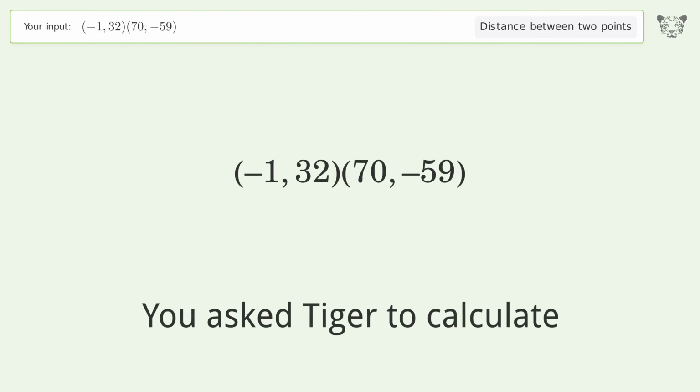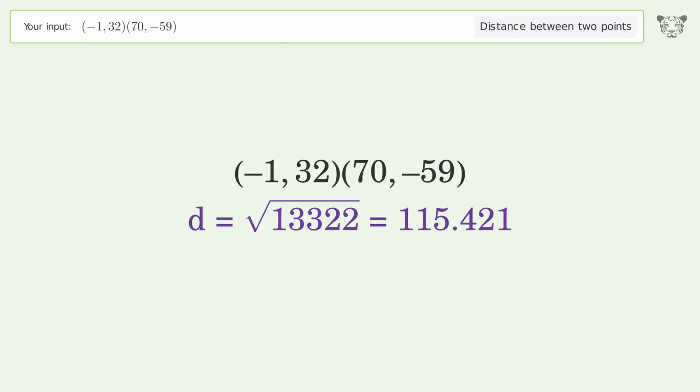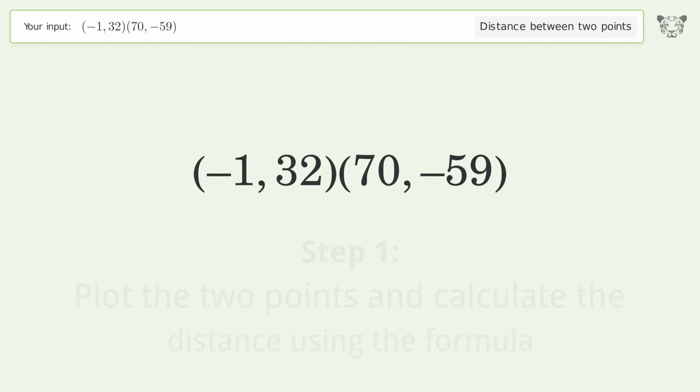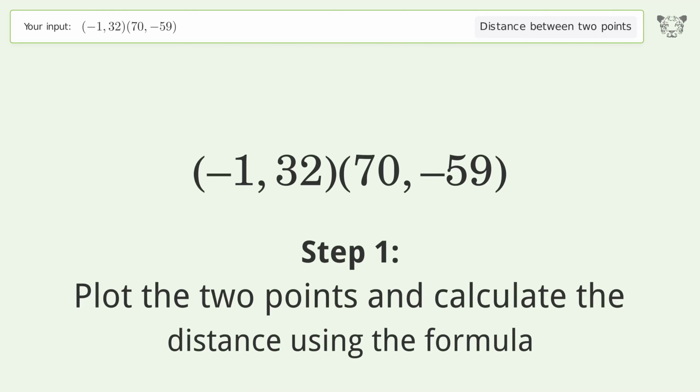You ask Tiger to calculate. This deals with the distance between 2 points. The distance between the 2 points is the square root of 13,322, or 115.421. Let's solve it step by step. Plot the 2 points and calculate the distance using the formula.